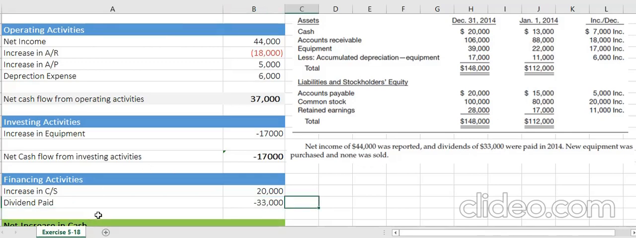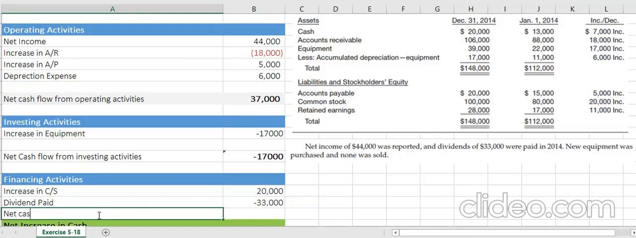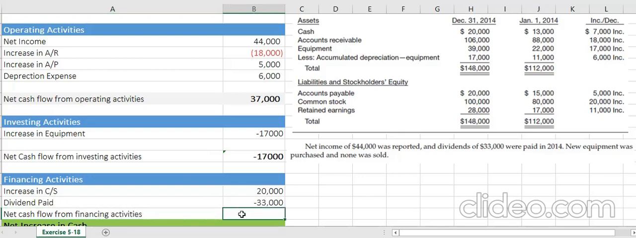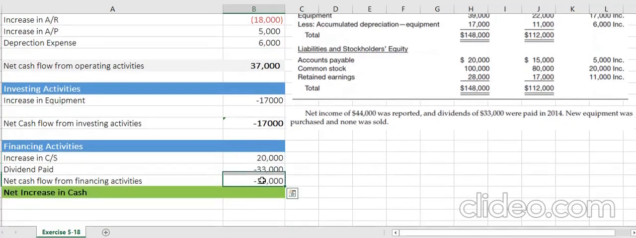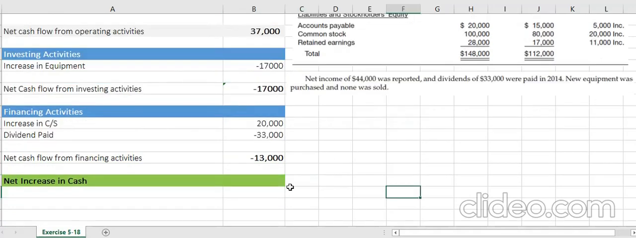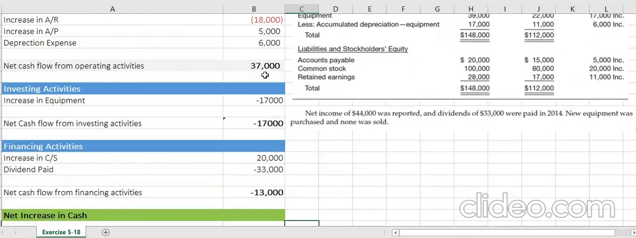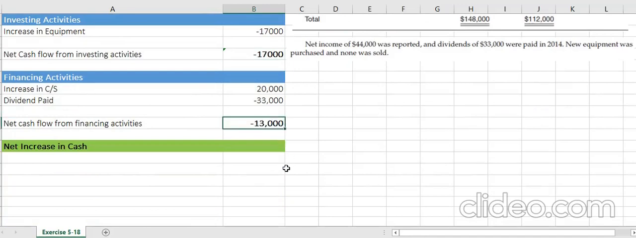So we will have this net cash flow from financing activities. What will be our net increase or decrease from our financing activities? Minus $13,000, because 20,000 minus 33,000 would obviously be that. So we actually got our net cash flow from operating activities, net cash flow from investing activities, and net cash flow from our financing activities.